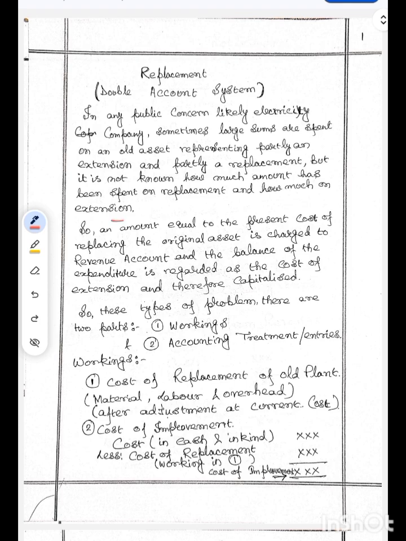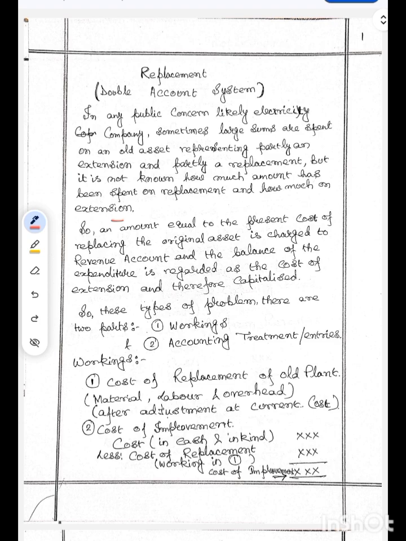An amount equal to the present cost of replacing the original asset is charged to revenue account, and the balance of the expenditure is regarded as the cost of extension, and therefore capitalized. So how do we solve it? The cost of replacing the original asset at current cost is charged to revenue account, and the balance expenditure is regarded as the cost of extension, which is capitalized.